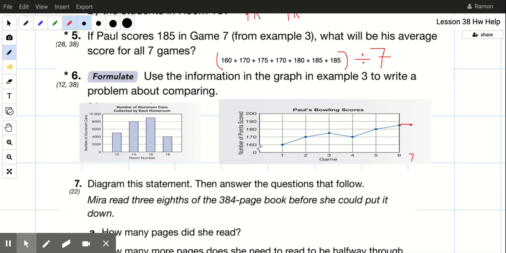So really, the comparison problem that you write can be about anything as long as you're using the bowling scores in these games as your content for the problem, and as long as you're comparing the scores in some way, shape, or form. And typically with comparing, you will be subtracting to find the value.